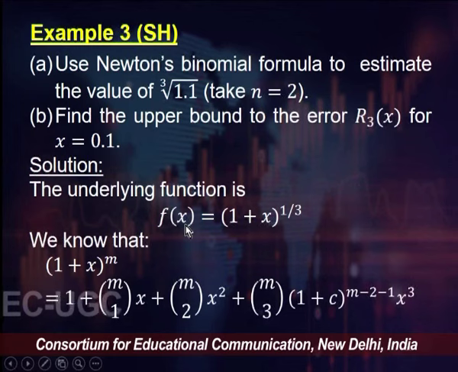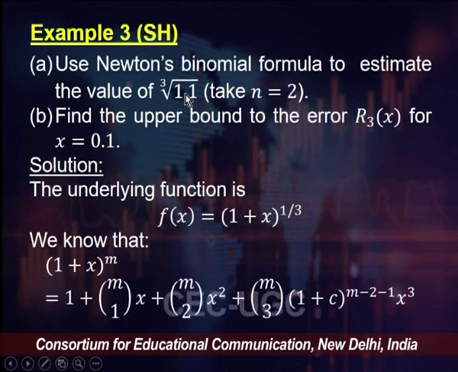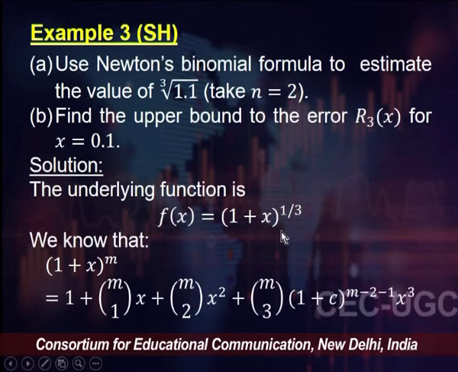So the underlying function here, because you have 1.1 cube root, the underlying function f(x) can be taken as (1 + x)^(1/3), so that when you put x equal to 0.1, you will get 1.1 to the power 1/3. So this is the underlying function.